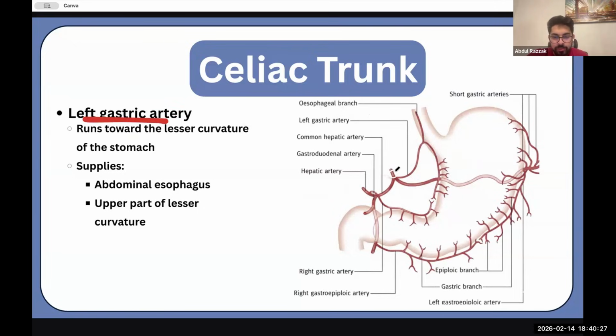It's just gonna leave from the celiac trunk and go toward the lesser curvature of the stomach, giving off stomach branches, lesser curvature branches, and giving off branches to the esophagus upwards, tamam? So it's gonna go toward the lesser curvature of the stomach, supply the abdominal esophagus, and the upper part of the lesser curvature, tamam? And it's gonna anastomose with the right gastric artery.